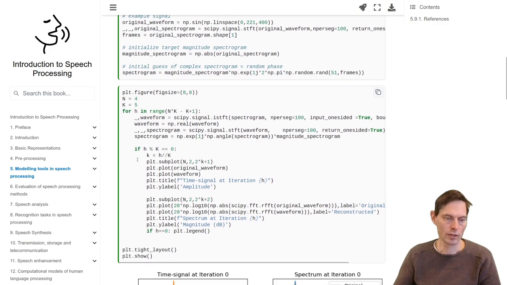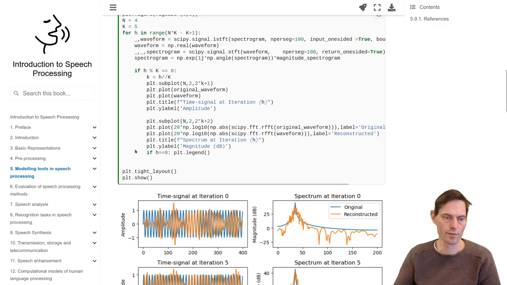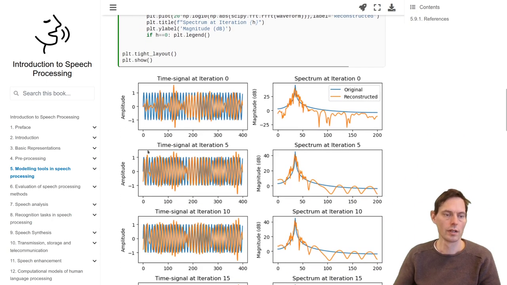And yes, so then we can look at how it looks in the pictures. This is just plotting this part. It plots every fifth iteration. We start with a noisy time signal. The blue one is the sinusoid which we wanted to have. Now when you take the random phase here, it's quite nicely aligned with the original signal.